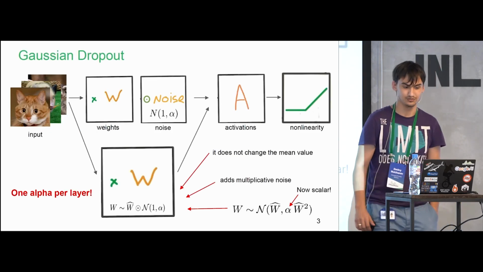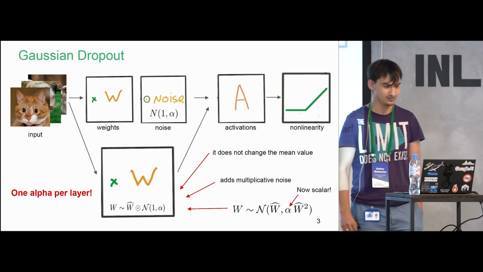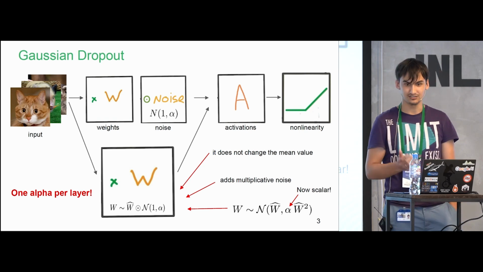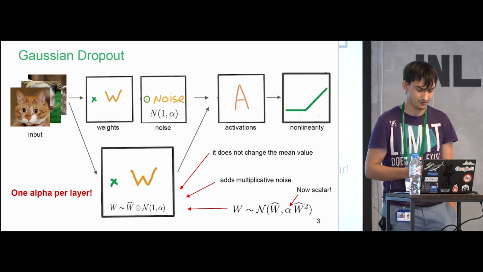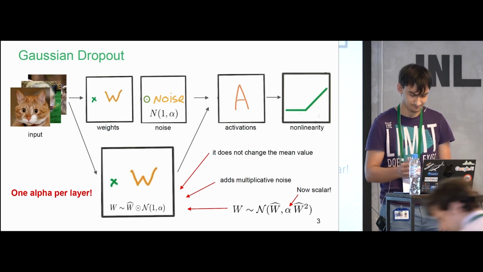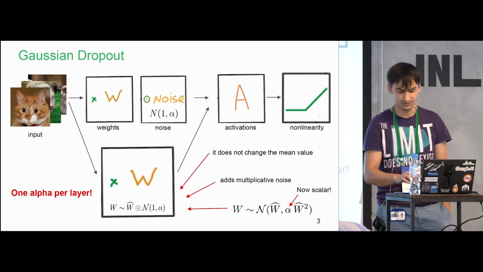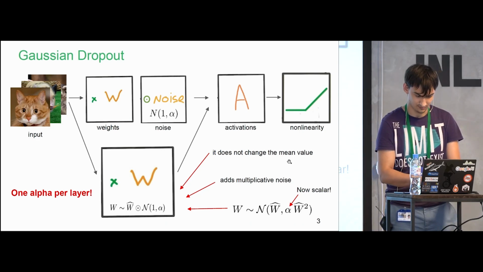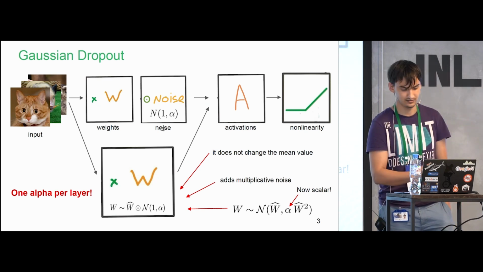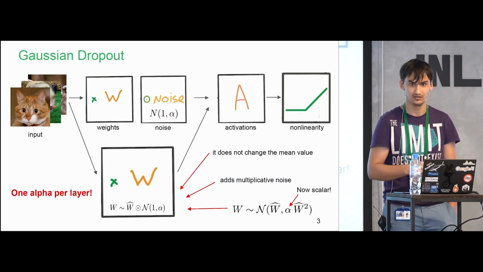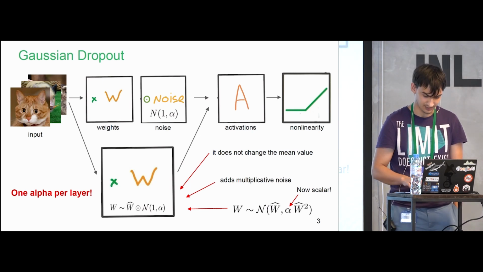So let's return to the variational dropout model. We have this Gaussian dropout. Everything is just as before, but now we only have one alpha per layer. We have this multiplicative noise over the weights, and the scalar parameter alpha is now common for all the weights inside each layer.